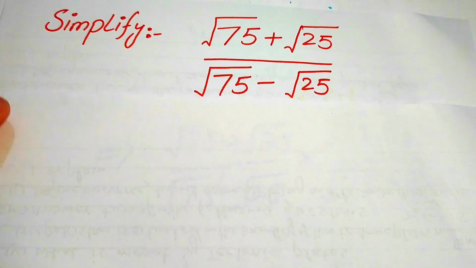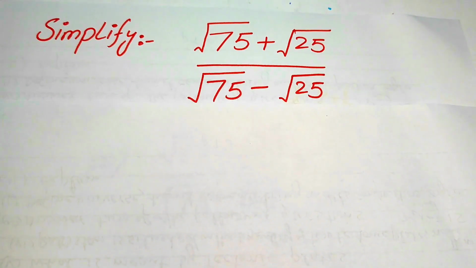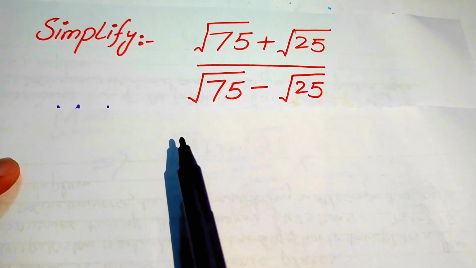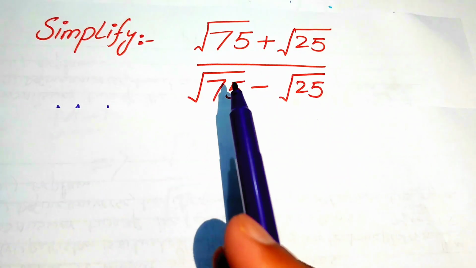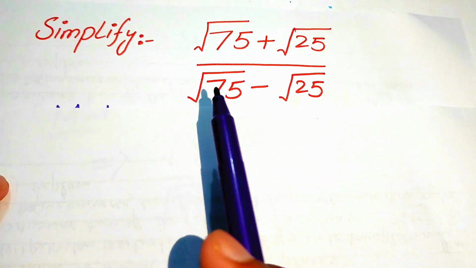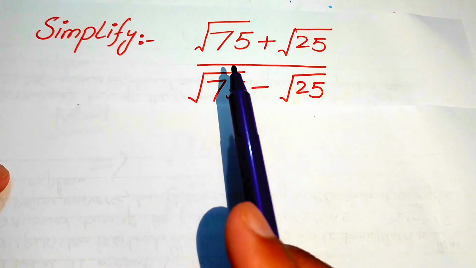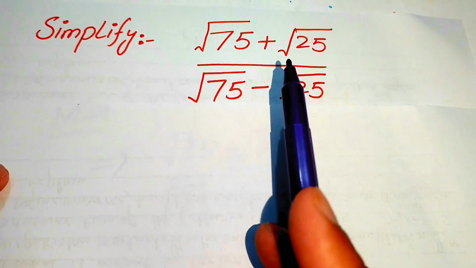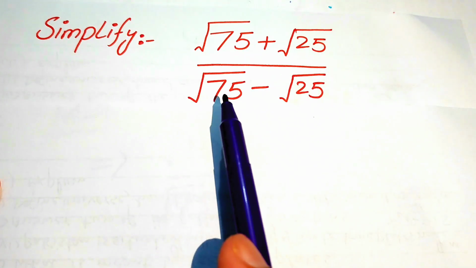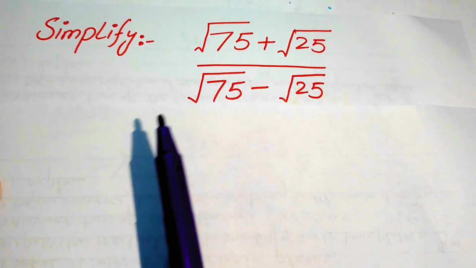Hello everyone, welcome to solve this math Olympiad algebra problem. Here we have a nice algebraic expression, and we will write this algebraic expression into the simplified form. So we have (√75 + √25) divided by (√75 − √25).